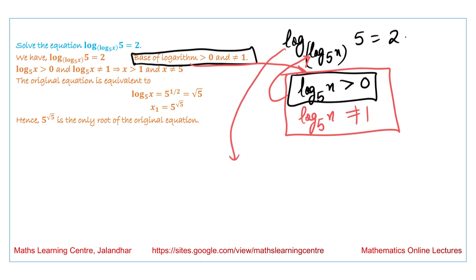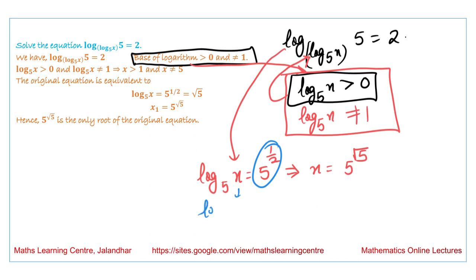If these two are satisfied, then from this equation we can write that log 5x is equal to 5 raised to the power 1 by 2, and this implies that x is equal to 5 raised to the power square root of 5. We are saying log to the base 5 of x is equal to square root of 5. So this implies that x is equal to 5 raised to the power square root of 5.